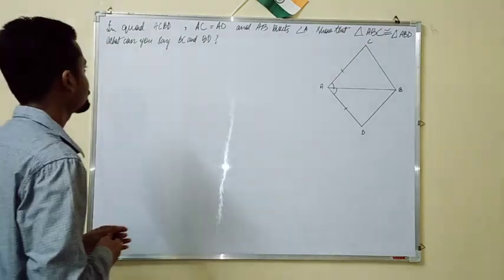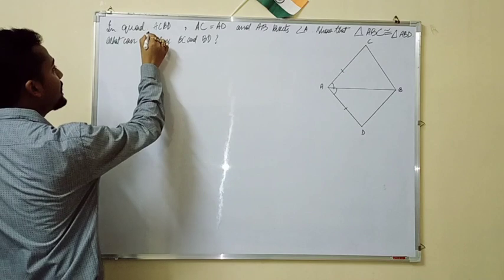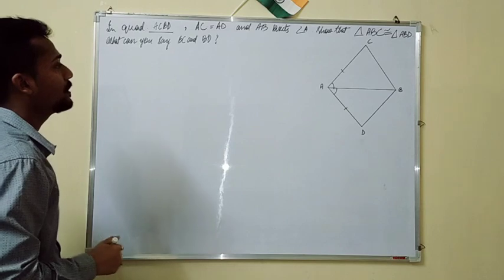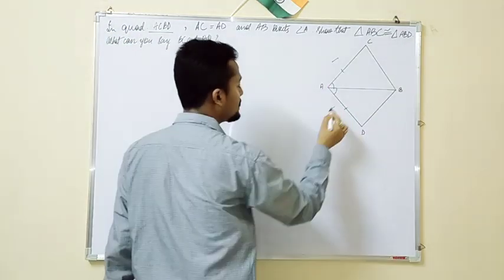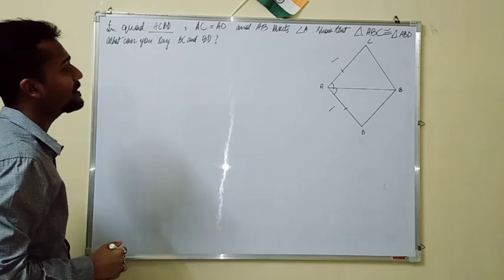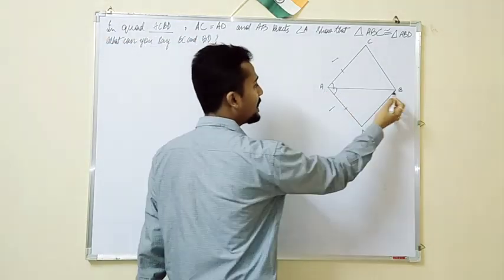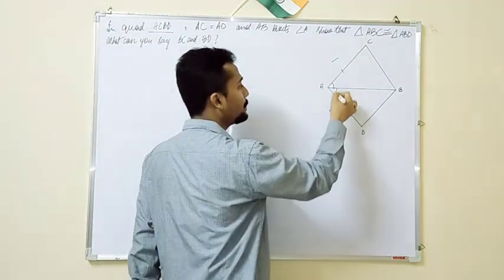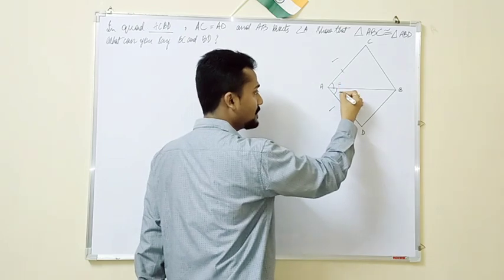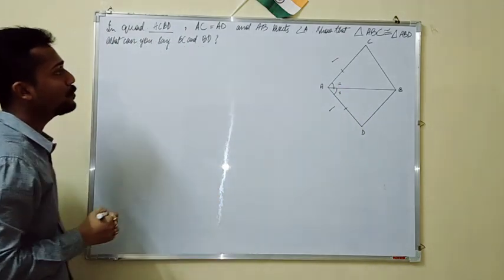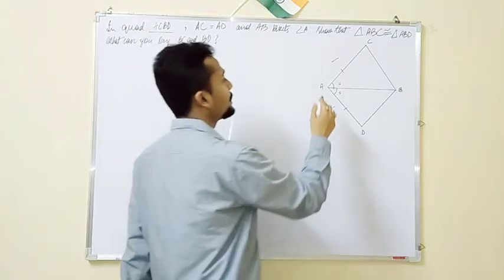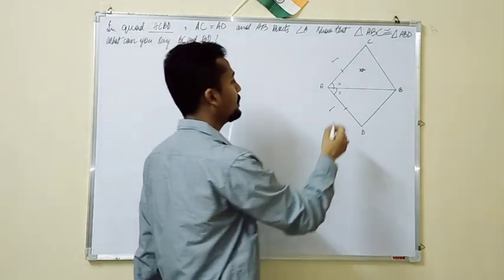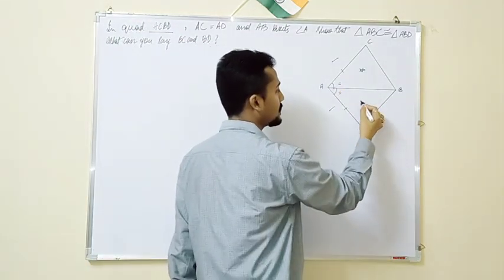So the first question: in a quadrilateral ACBD, AC is equal to AD. That means this particular side is equal to this particular side, and AB bisects angle A. That means it divides this complete angle into two equal parts, so this angle is equal to this angle. We have to show that triangle ABC is congruent to triangle ABD.